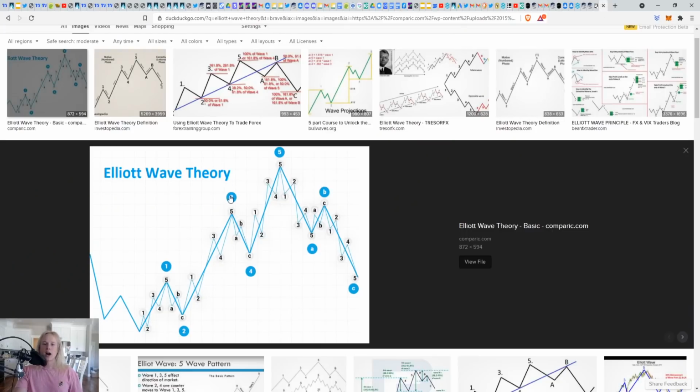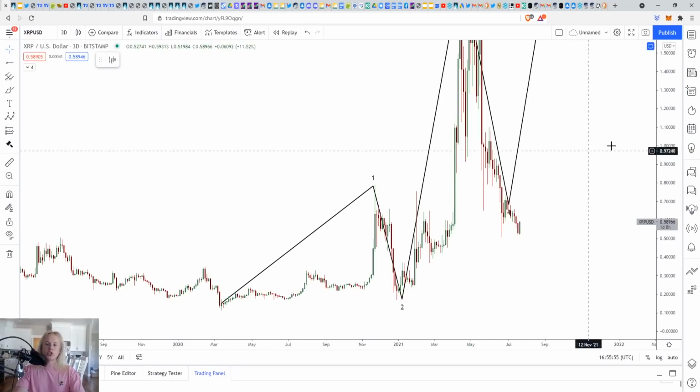Notice how at the top of wave 3, as we start correcting into wave 4, it isn't ever back within the same market structure. XRP is clear down here, right? And if it was a confirmed Elliott wave impulse, then this 3 wave can't intersect with wave 1. It has to be higher than wave 1. If that's the case, then we know that's a proper Elliott wave, which this is not.